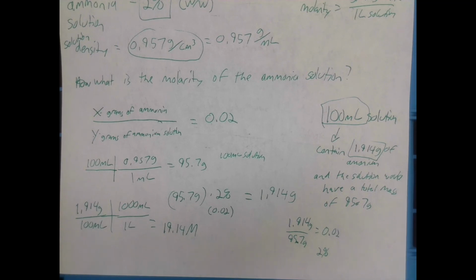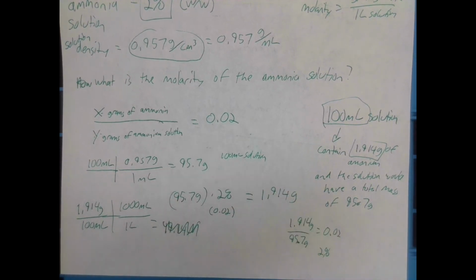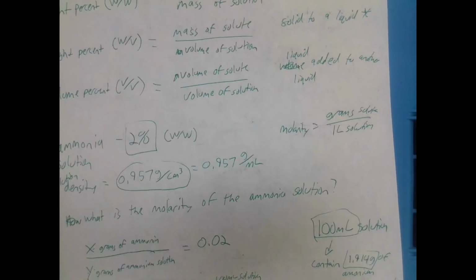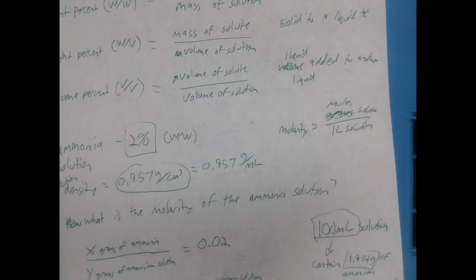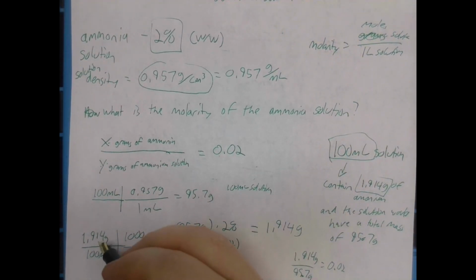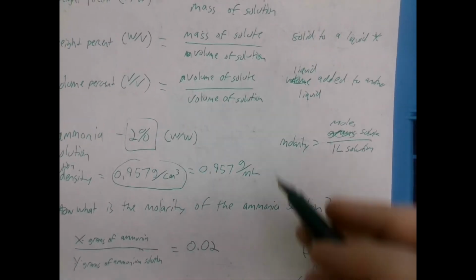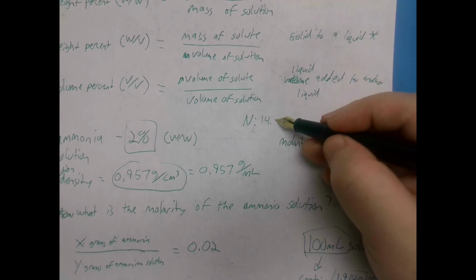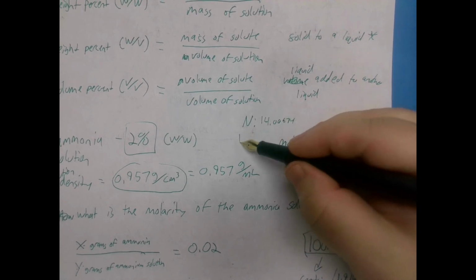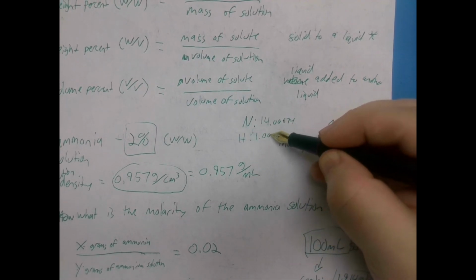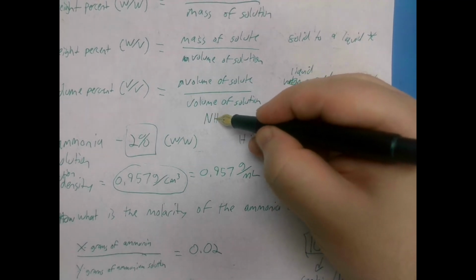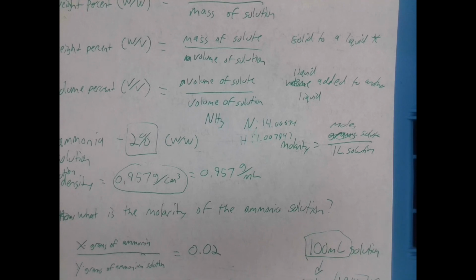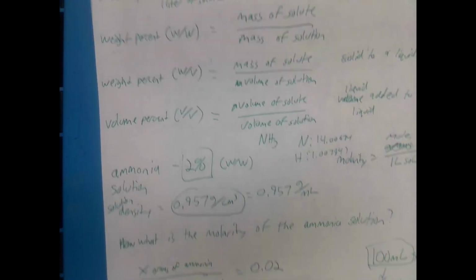Oh, yes, I did. This is wrong. I made a mistake. This is grams. Molarity is moles per liter. So I need to convert grams into moles. Nitrogen has a molecular weight of roughly 14.00674. Hydrogen is roughly 1.007943. And ammonia is NH3. So the molar mass of it, I'll just rewrite it.